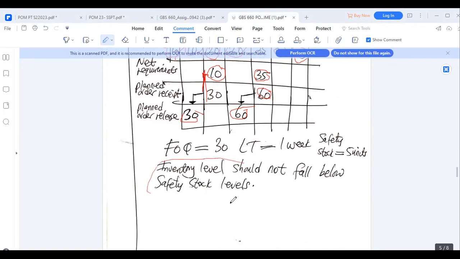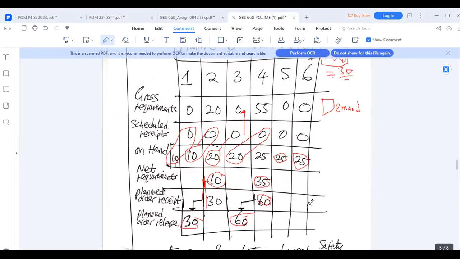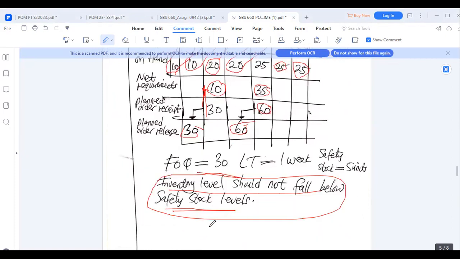Inventory should not fall below the safety stock. Inventory level should not fall below what? The safety stock. So meaning either opening or closing should not fall below the 5. In this case, our safety stock was 5. It was 5 units. So that's the reason why the safety stock was given. Okay. So this is about what goes on.